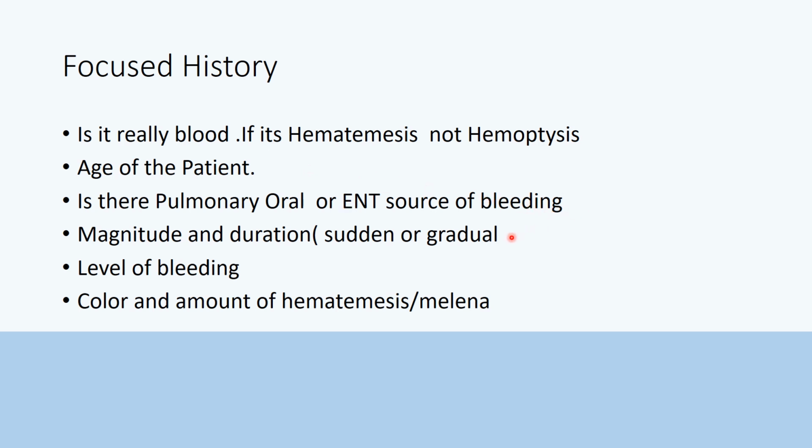What is the magnitude and duration? Is it sudden or gradual in onset? What is the level of bleeding? Fresh blood in vomitus, upper GI bleeding; fresh blood in stool, lower GI bleeding; fresh blood coming from proximal to the ligament of Treitz, and if it is profuse, it will also cause fresh blood in the stool. And the color and the amount of hematemesis and melena.